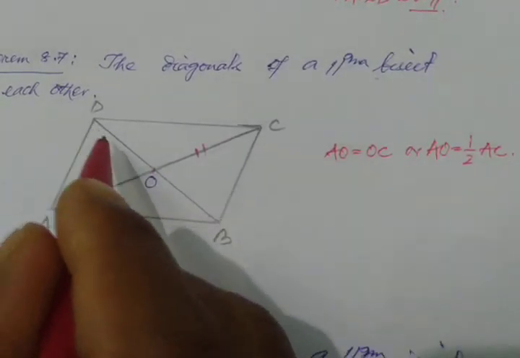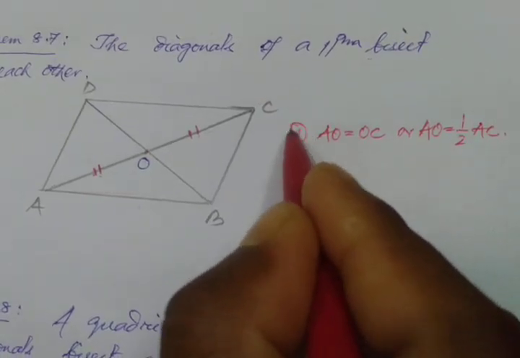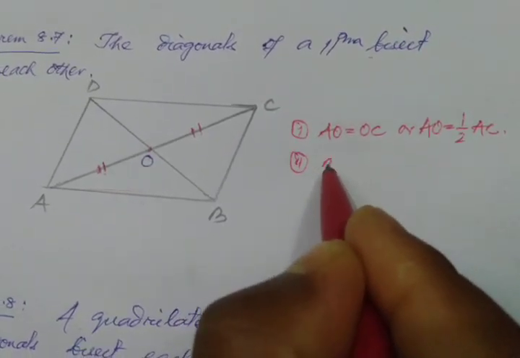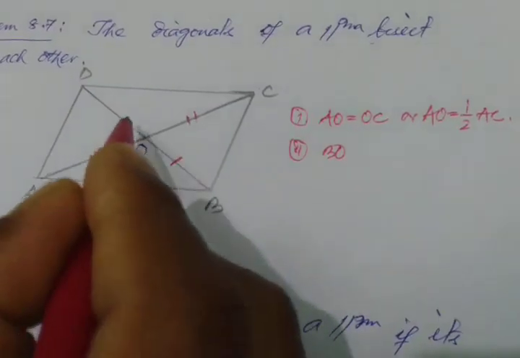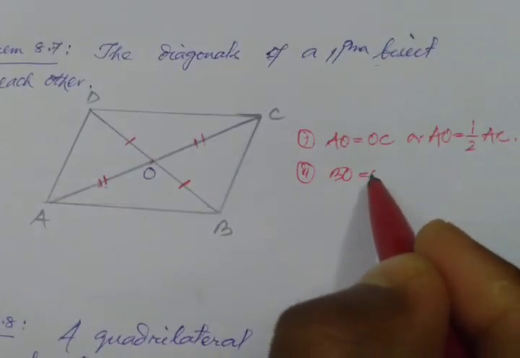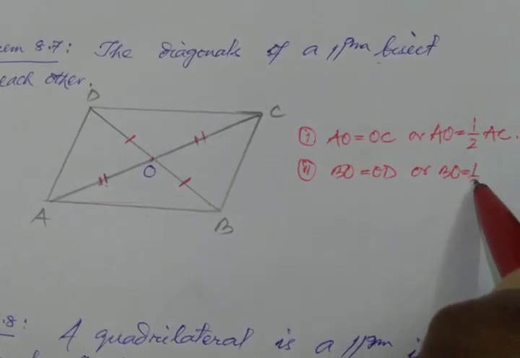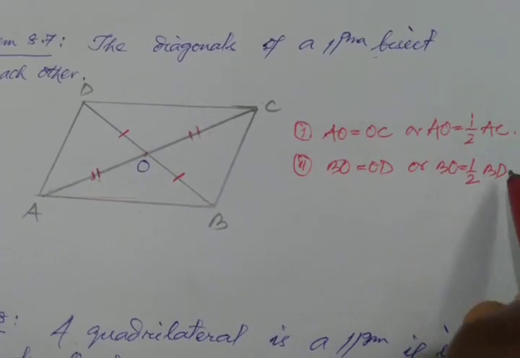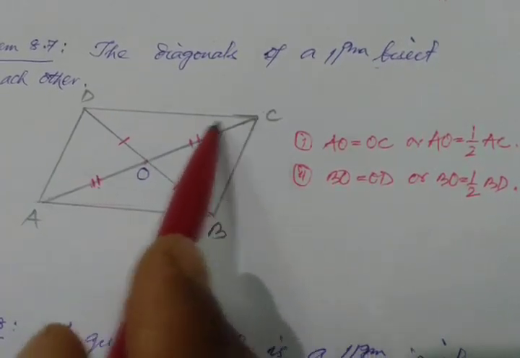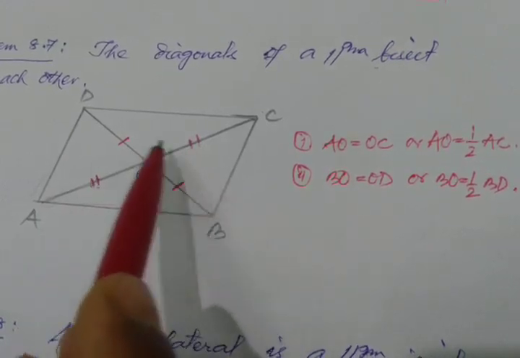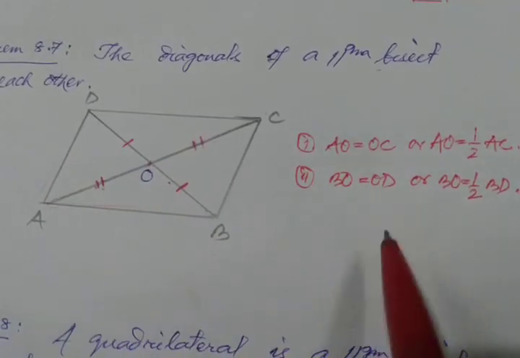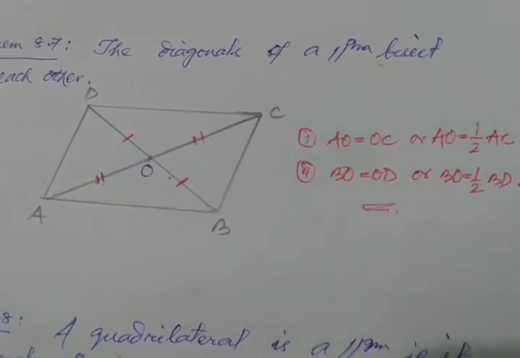Similarly, BD also is bisected. That means BO is equal to OD, or we can say that BO is equal to half of BD. That means in any parallelogram, diagonals always bisect each other. They divide themselves into halves.